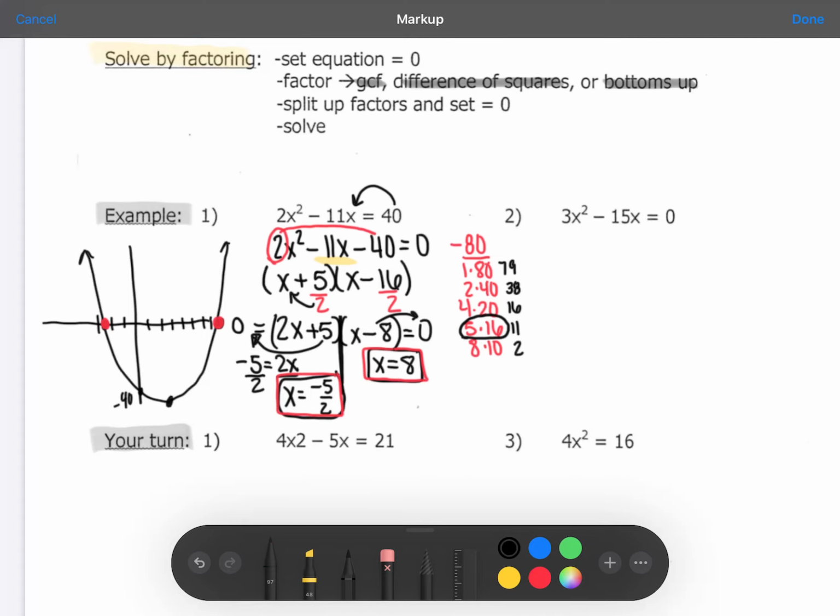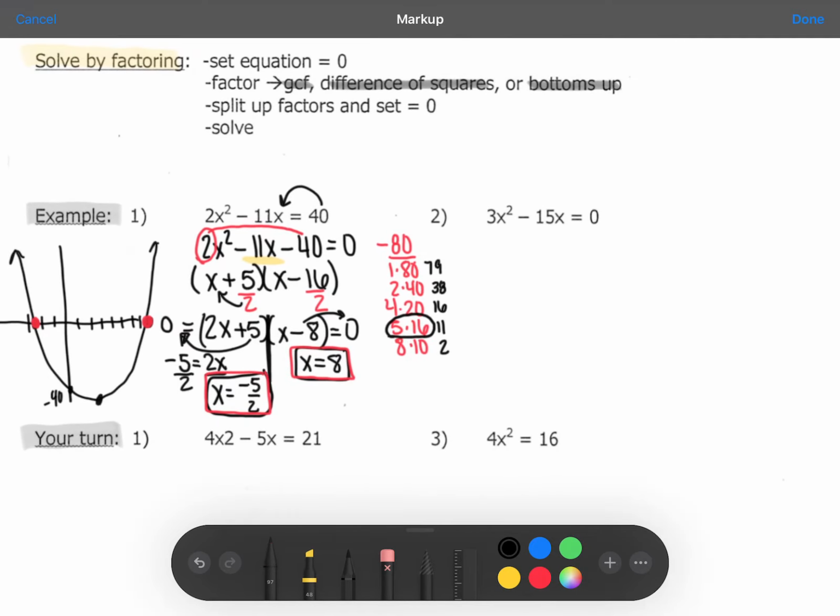All right, let's take a look at number 2. Number 2 is already set equal to 0. And if you notice, I only have 2 terms. So I want to see if I have a GCF. What number can go into 3 and 15? If you said 3, you are correct. And don't forget about your variable. Do they both have an x?